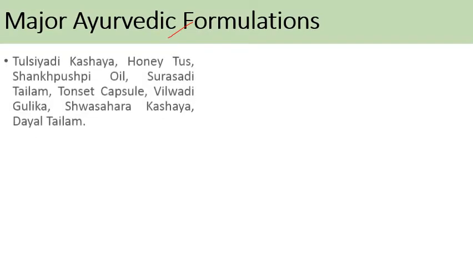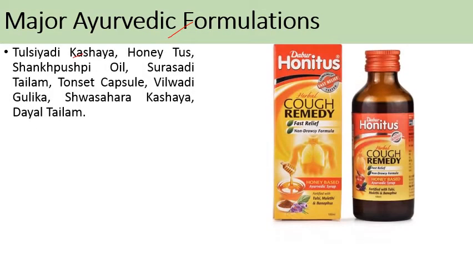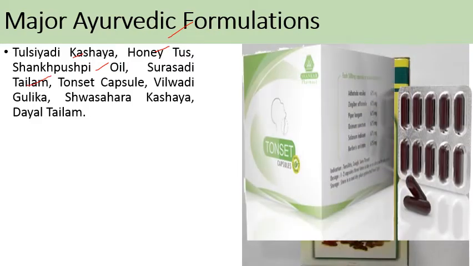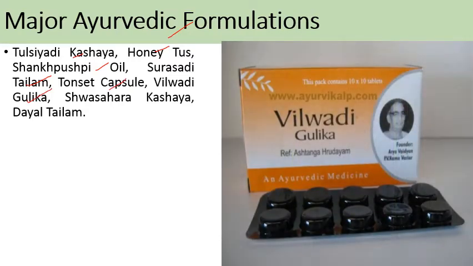Next comes major Ayurvedic formulations made from tulsi. Firstly, we have tulsi adhikashya. Then honey tusk, which is used as an expectorant. Then we have Shankpushpi oil, Surasadi telam, that is also made from tulsi. Then tonset capsules, ये भी तुलसी से बनते हैं. Then Vilvari gulika, that is also prepared from tulsi. Then we have Shwashrakashya and Dayal telam. So these are some Ayurvedic formulations which are prepared by using tulsi.